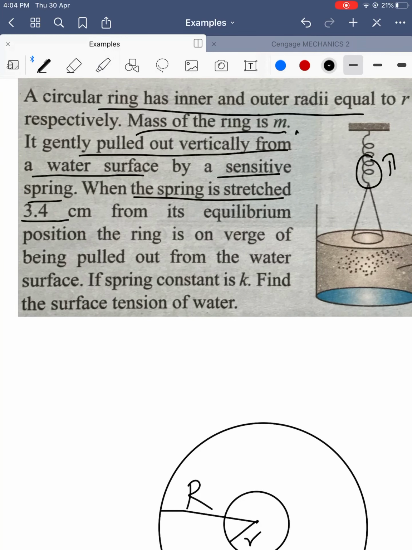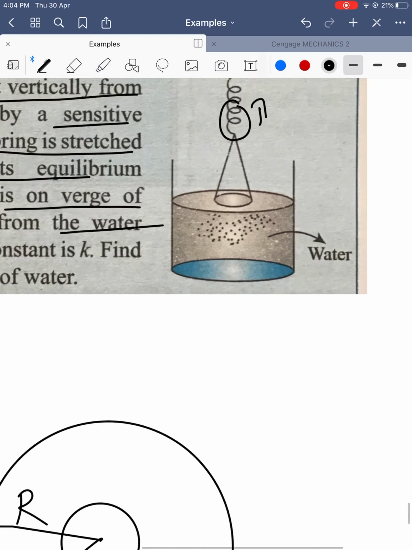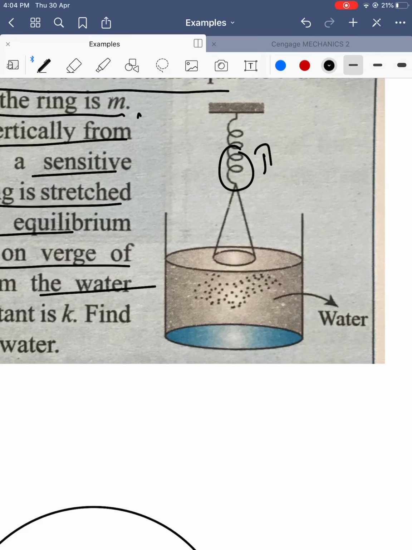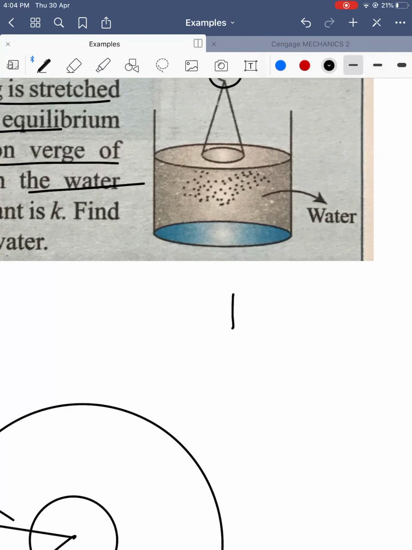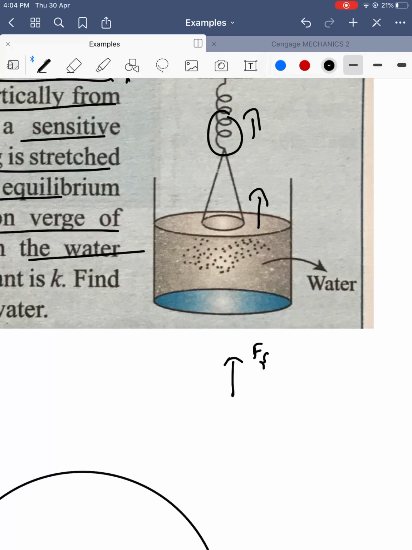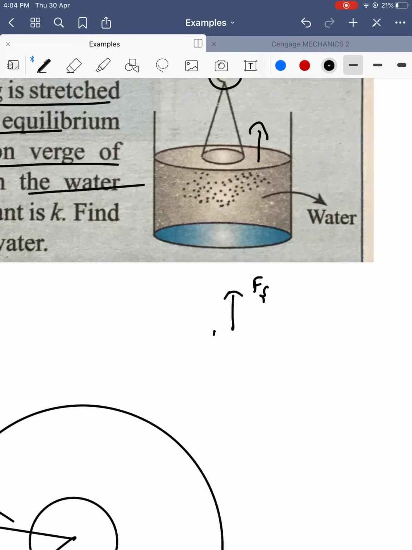When the spring is stretched by 3.4 centimeter from its equilibrium position, the ring is on the verge of being pulled out from the water surface. See, it is trying to go in the upward direction because of the spring force. If you draw the free body diagram, the upward direction is the spring force and there is a downward force. The body tendency is trying to go up, so surface tension will act in the downward direction.